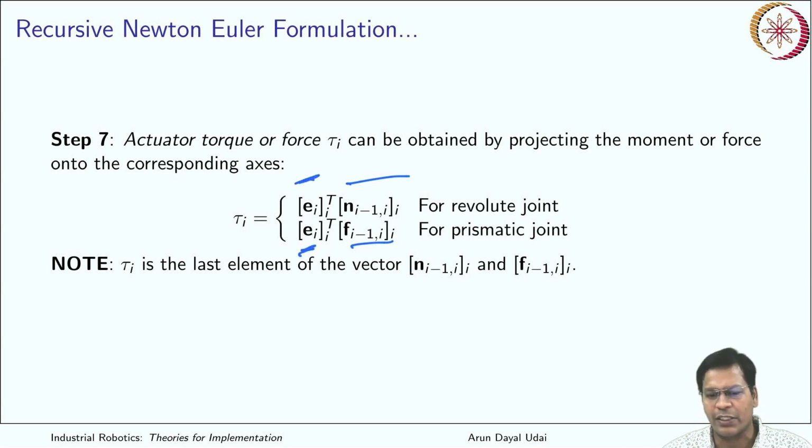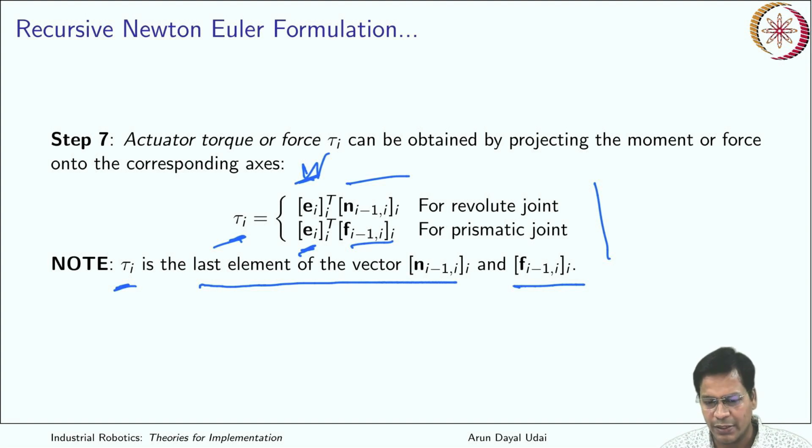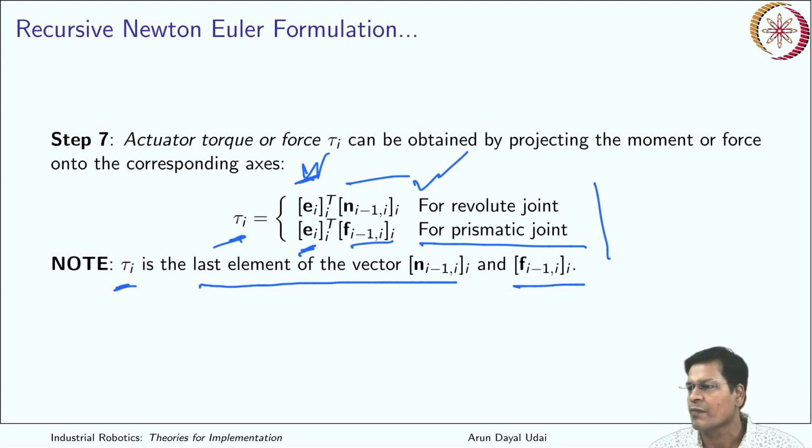And finally, when you calculate all the moments, you project them using the z_i vector. The z_i vector can be extracted using link transformation matrices, that is using forward kinematics, and you can project all the moments to the link joint axis vector, and you get the torque along that axis. So tau_i is the last element of the vectors. In case of a revolute joint you have to use this and project. In case of a prismatic joint, this is converted to a force acting on the prismatic joint. So this is how in 7 steps you do all the recursive calculations.